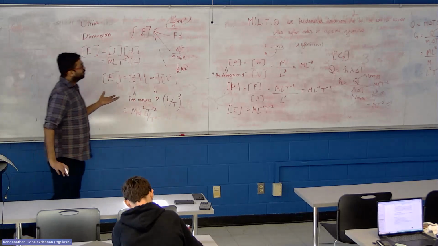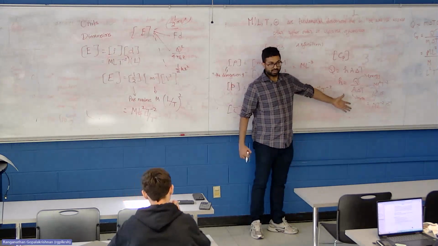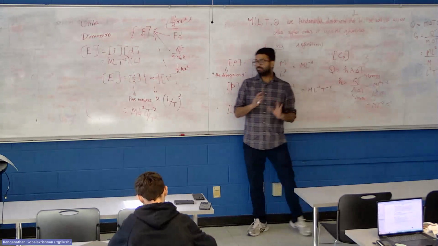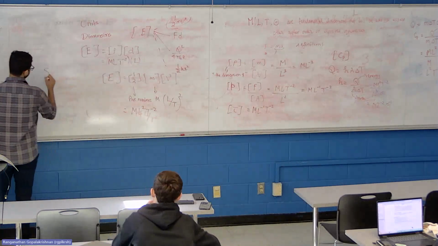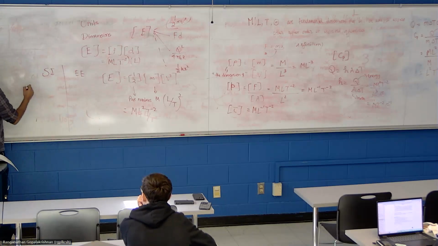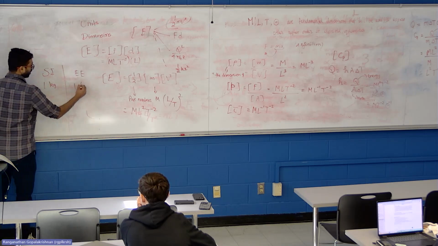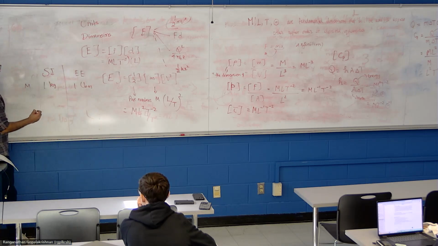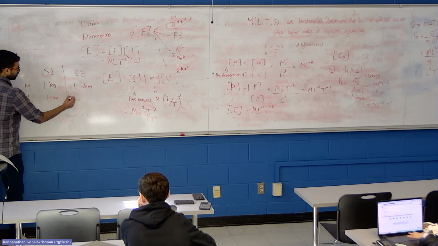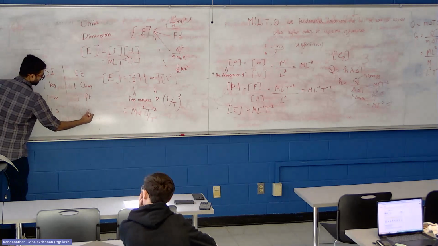Okay. The reason we do these dimensions is, if you want to go from one unit system to another, you can easily do it if you just remember two things. Let's say we talk about SI and English engineering units. What is the unit for mass? 1 kilogram, 1 pound mass, right? Length, 1 meter, 1 foot. Time, 1 second, still 1 second.